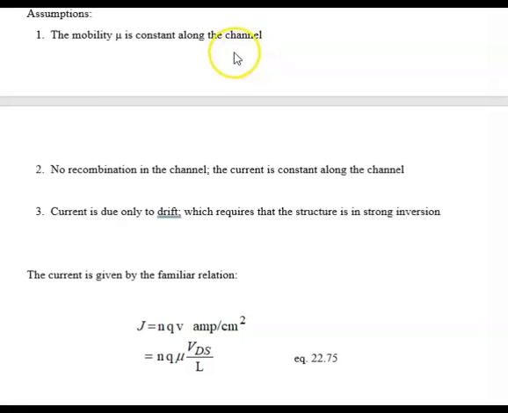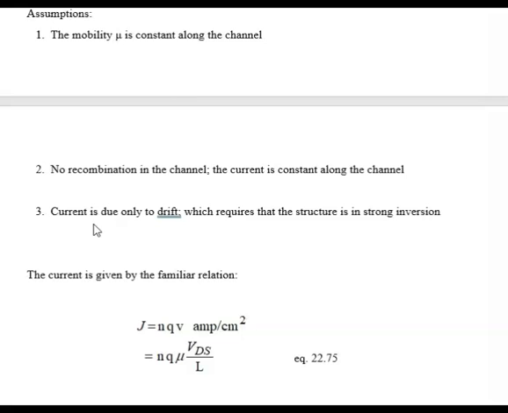Not a great assumption, but we have to live with it because otherwise it becomes relatively complex. There is no recombination along the channel, which means that the current is constant. Nothing's lost. Obviously nothing's gained. You don't create charge along the channel, but we don't lose any charge along the channel. And that means the current is constant.